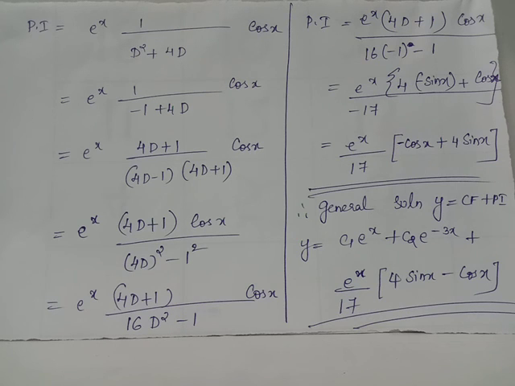The required general solution will be the sum of CF and PI, which is C1 e raised to x plus C2 e raised to negative 3x plus e raised to x by 17 times 4 sin x minus cos x.